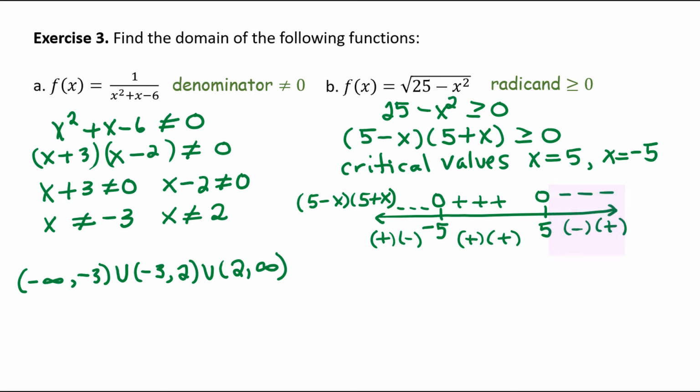We need the interval for which the product is equal to or greater than 0. That occurs between -5 and 5. And we get to include the endpoints. So in interval notation, we would use bracket, -5, comma, +5, bracket.